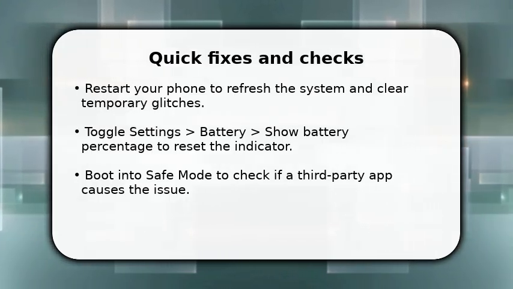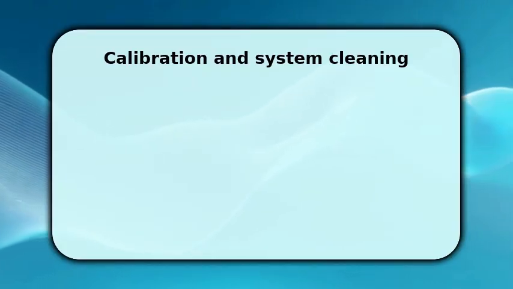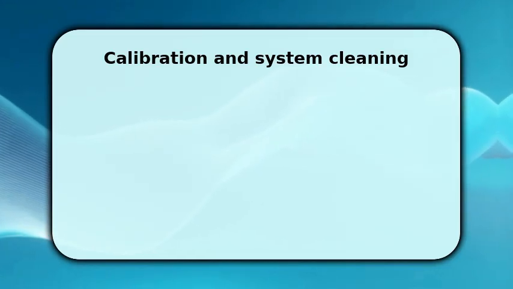Calibrate the battery by charging it to 100%, then use the phone until it reaches about 3%. After it reaches 3%, charge uninterrupted to 100% to recalibrate the battery stats.